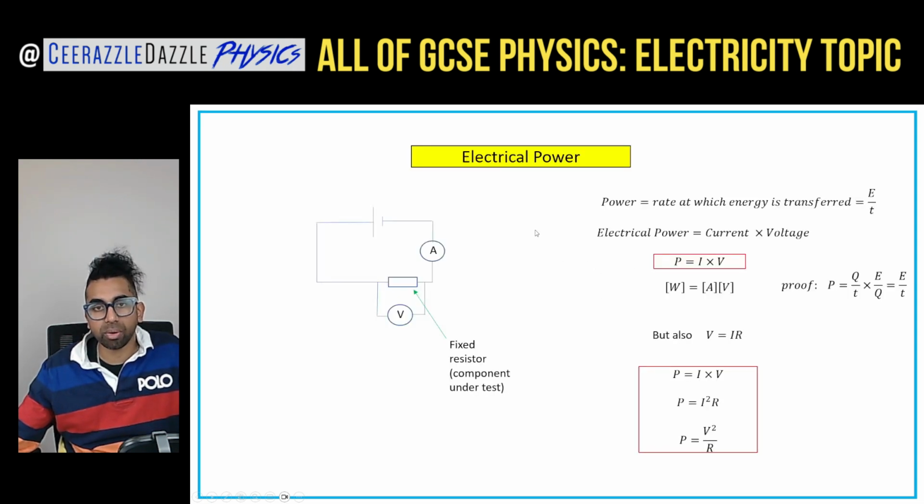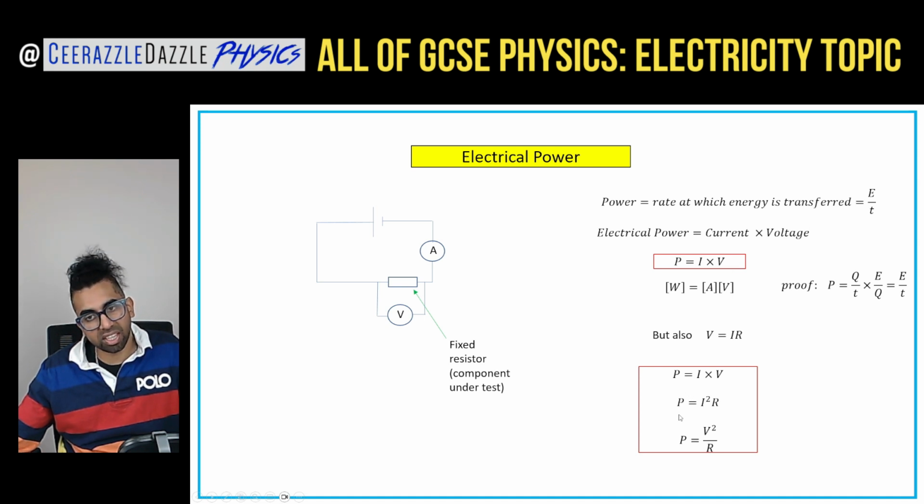Right, electrical power now. So if you want to work out the electrical power of a component, it's simply going to be the current times by the voltage. So power is equal to current times by voltage over here. P is equal to I times by V, where power is measured in watts, current is measured in amps, voltage is measured in volts over here.